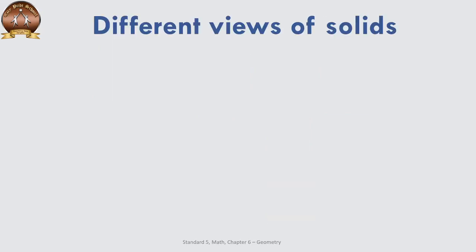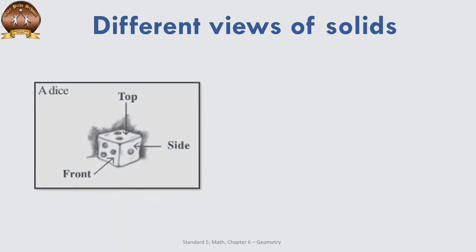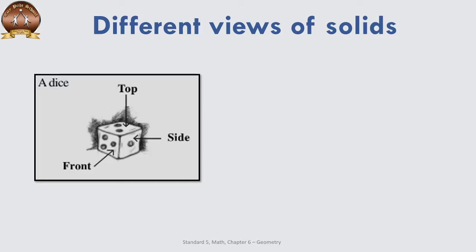Now let us learn about the different views of these solid figures. A dice is used as an example in my slide. A dice, as you can see, has three sides: the top side, which you can see from the top, the front side, which you can see from the front, and then a sideways side, which is known as the side. So the top view, the front view, and the side view. There are three views of a figure.